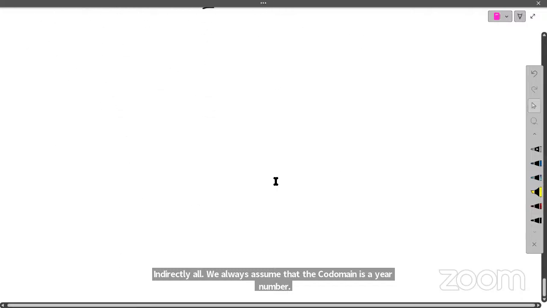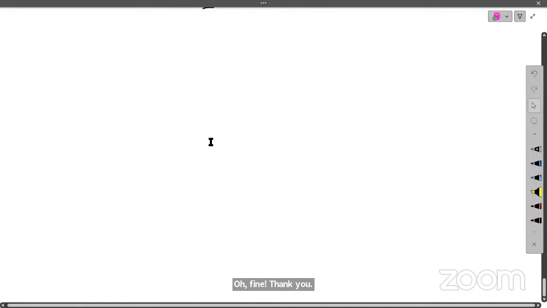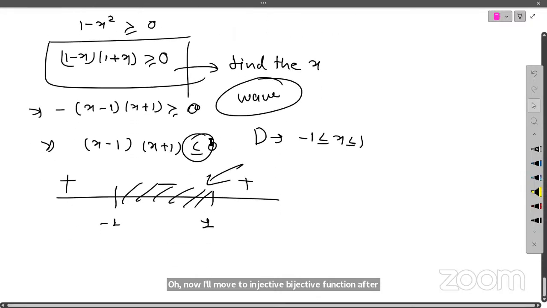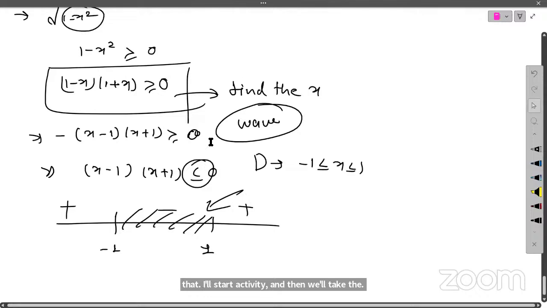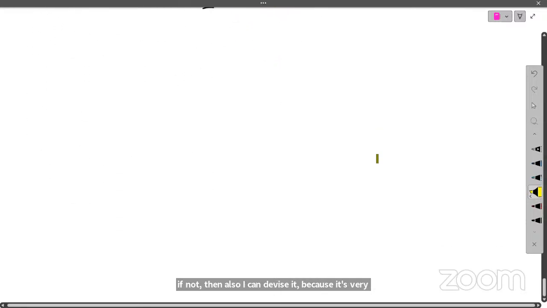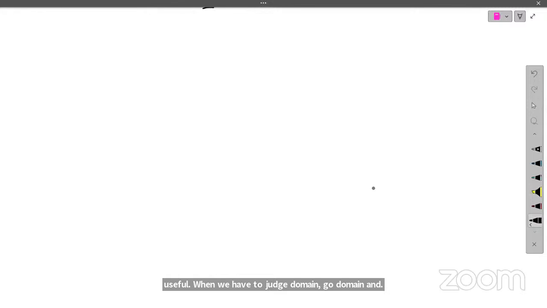Fine. Now I'll move to injective, bijective functions. After that, I'll start the activity and then we'll take our doubts. This method is actually in 12th, I think. But if not, I can revise it because it's very useful when we have to judge domain, codomain, and range also. So now let's go to one-one and onto functions.